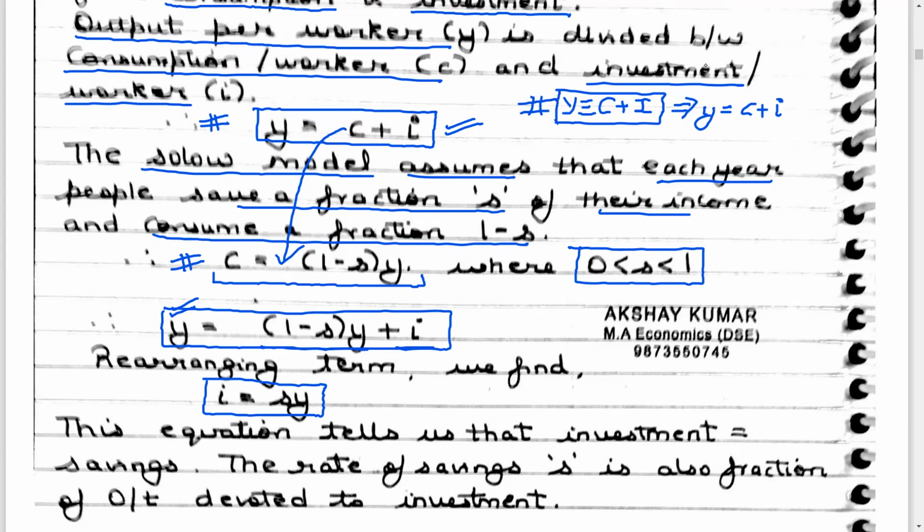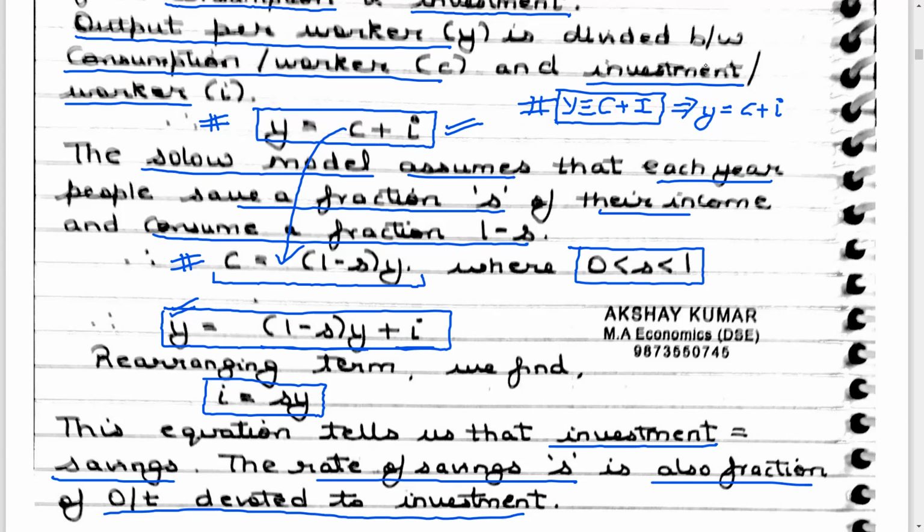What is it telling you guys? i stands for investment per worker. s into y stands for savings per worker. So the above equation tells us that investment is exactly equal to savings. I hope that students are clear till here. So the rate of savings, which is small s, is also the fraction of the output devoted to investment. All of us know, guys, in equilibrium, investment is always equal to savings. Planned investment equals planned savings.